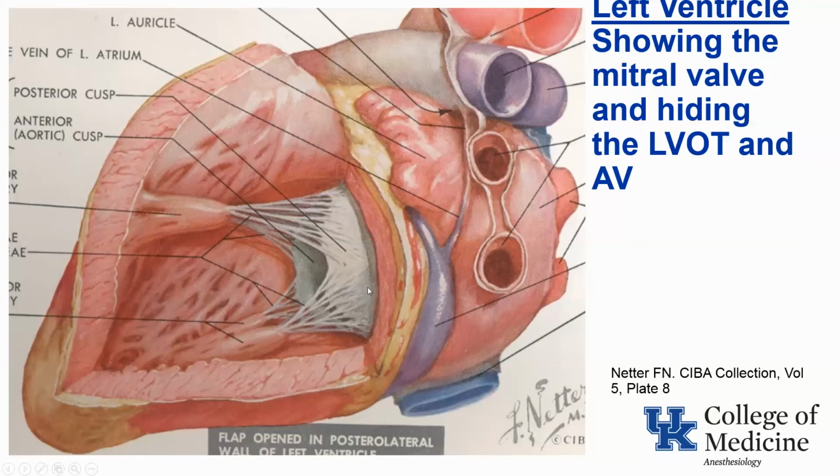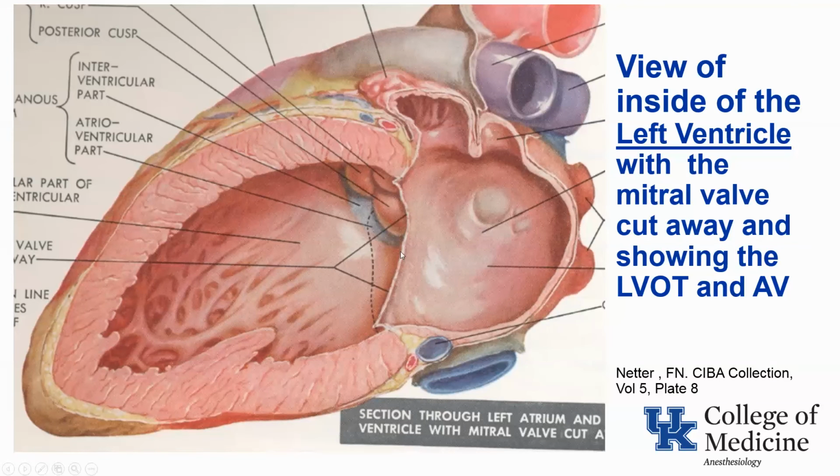This is an open view of the left ventricle, first showing the mitral valve with the anterolateral and posteromedial papillary muscles. This is the posterior leaflet and the anterior leaflet. The mitral valve has been cut off at this point, but you see it's directly adjacent to the underlying aortic valve.